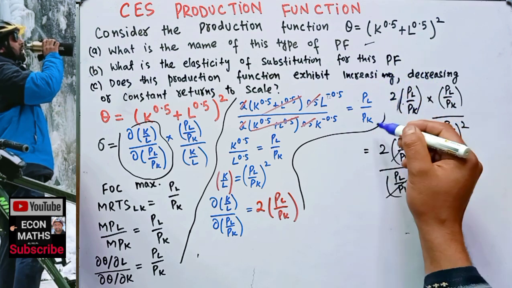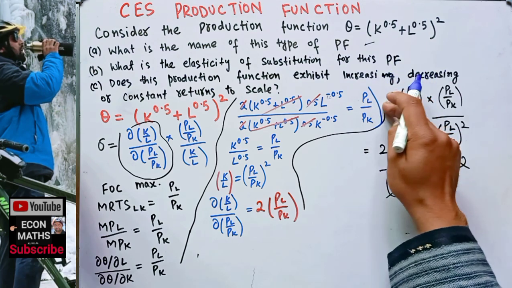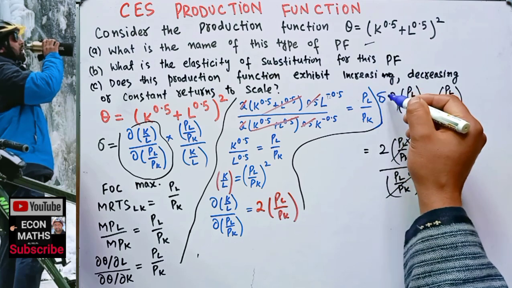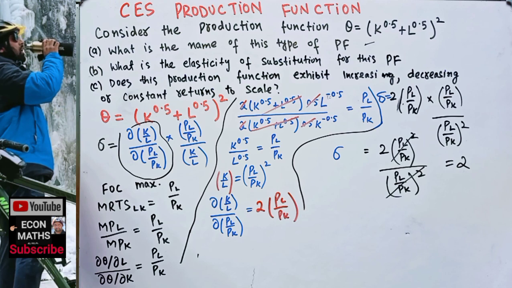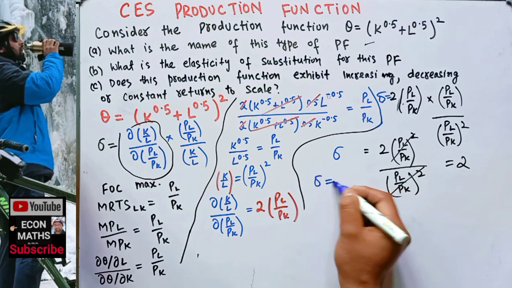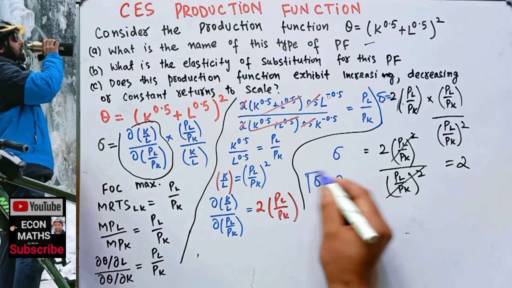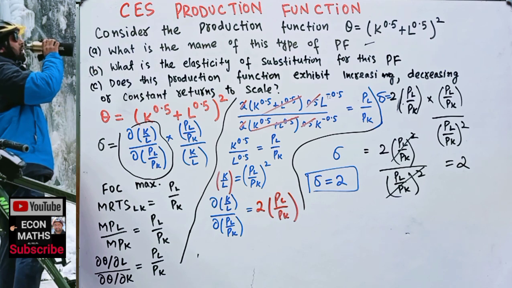So let me write it here. This is our elasticity of substitution, which comes out to be this, that is, we have the constant elasticity of substitution. That means the elasticity of substitution is 2 in this constant elasticity of substitution production function. Now the third part asks: does this production function exhibit increasing, decreasing, or constant returns to scale?